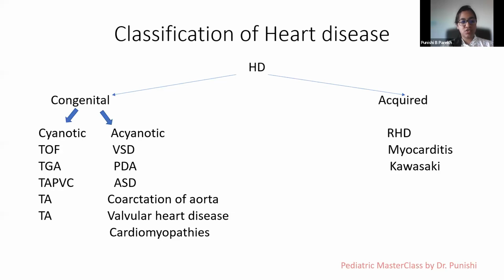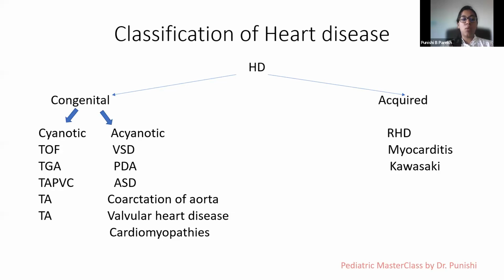TGA refers to transposition of great arteries. TAPVC is total anomalous pulmonary venous connection. And the two TAs, mind you, it's not a typo. One stands for tricuspid atresia and one is truncus arteriosus.